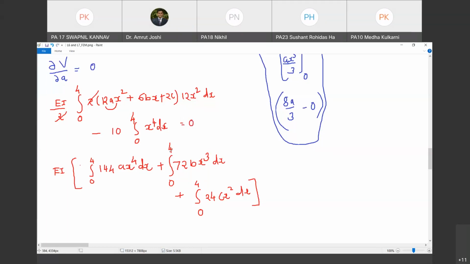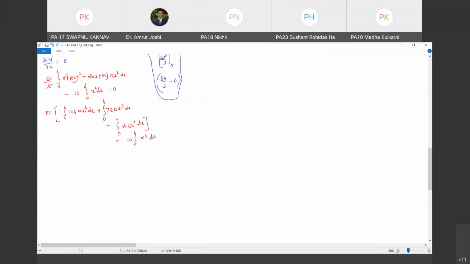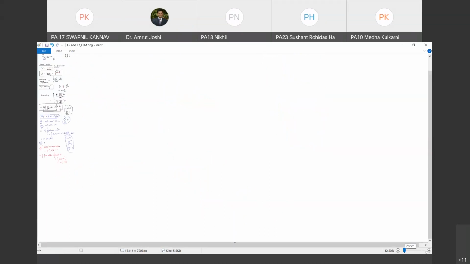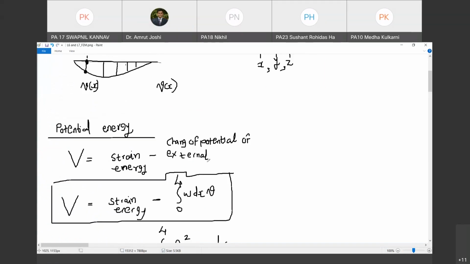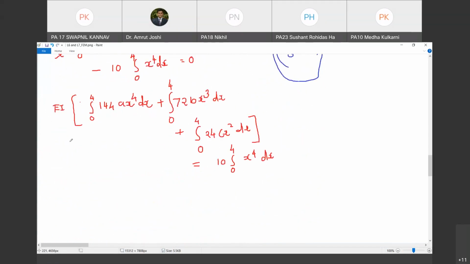So therefore this minus term will go on the other side and I will get this must be equal to 10 integration 0 to 4 x raised to 4 dx. Do you agree with me? Yes, sir. Yes. Let us go ahead now. Now I am going to evaluate this. This can be evaluated on a calculator.